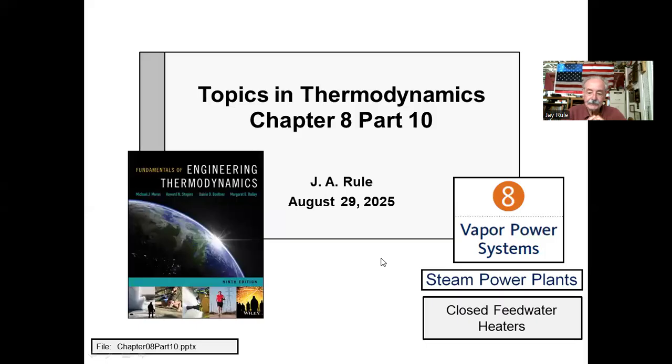And so this section is called closed feedwater heaters. Let's look at how they're different from open feedwater heaters, and then the basics of how you would analyze a closed feedwater heater if you're adding that into your power plant system.